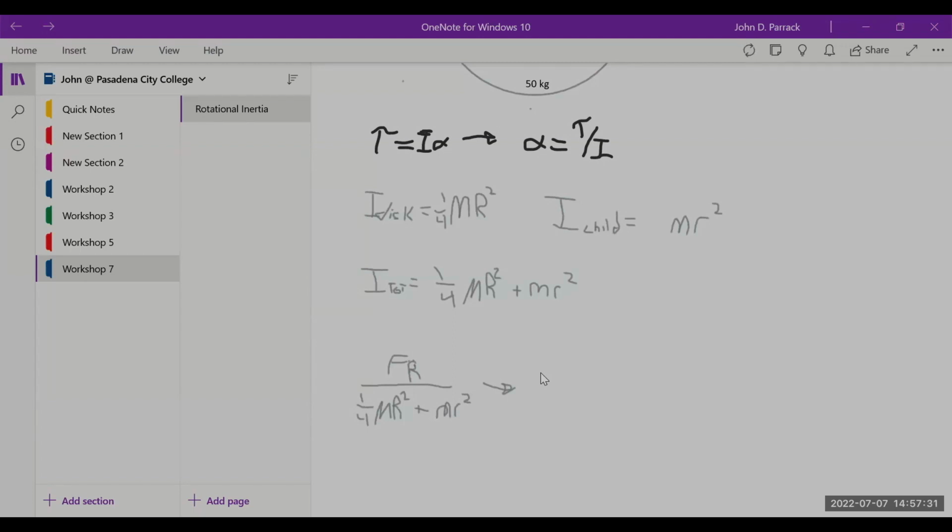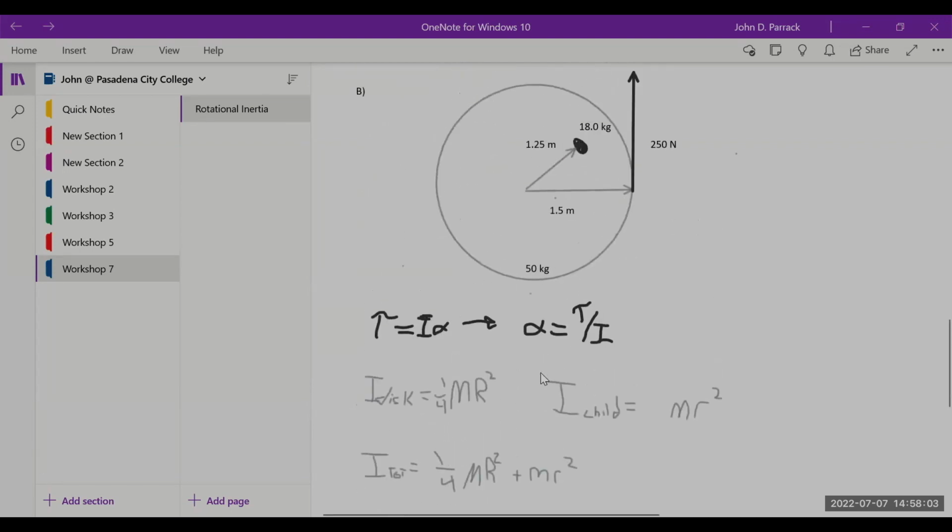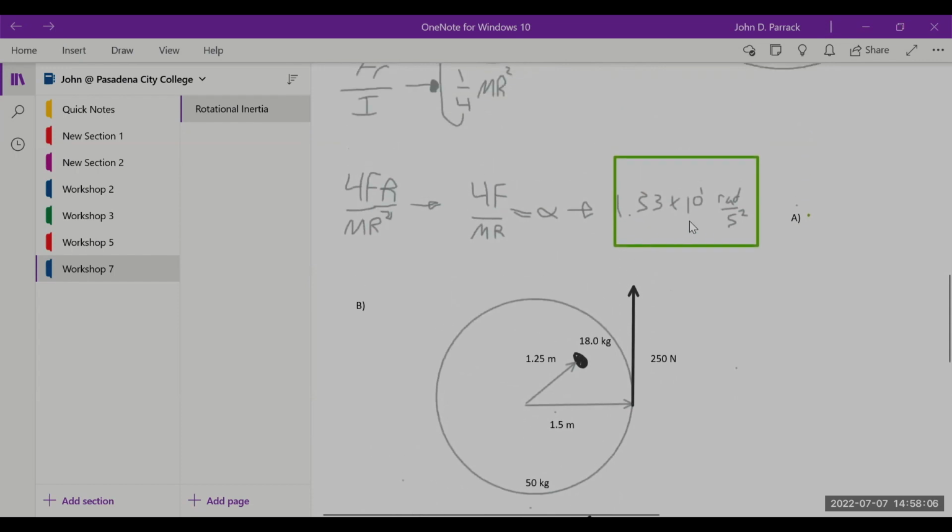All right. 250 newtons times the radius of 1.5 meters divided by 1/4 times the 50 kilogram merry-go-round times 1.5 squared, added to, and this is all underneath the bar here, the mass of the child, 18 kilograms times 1.25, and we're going to square that. All right, and now prediction before you punch it into your calculator. Will the angular acceleration be greater or will it be less? What do you think?